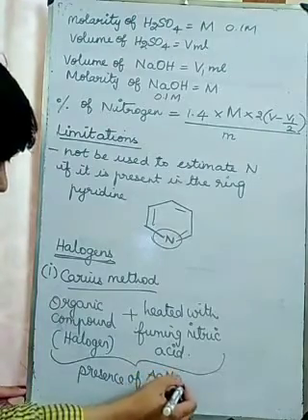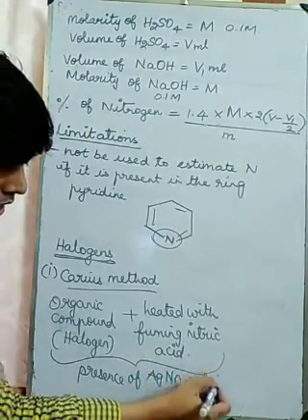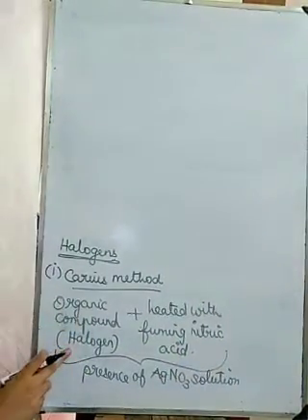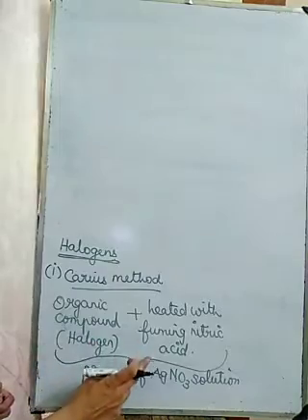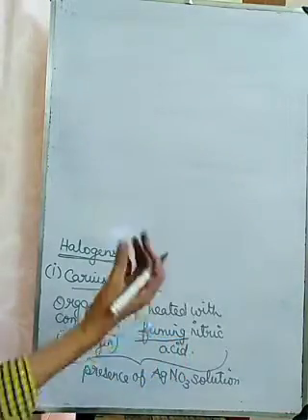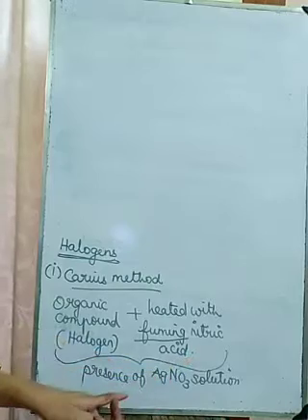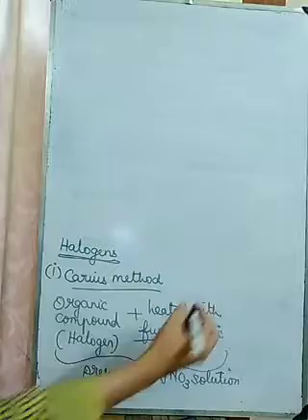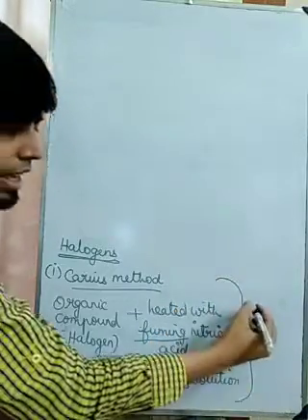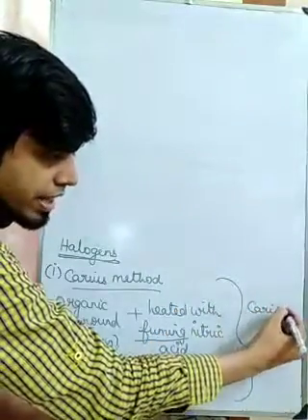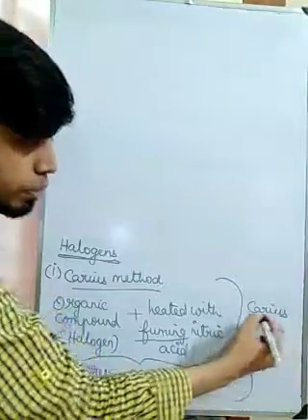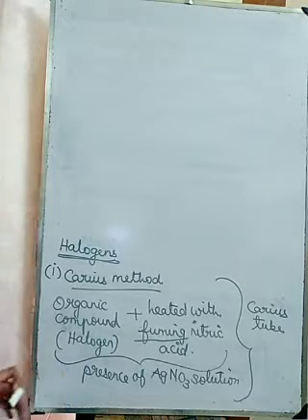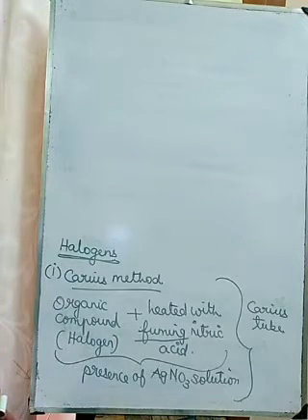So the organic compound which contains halogen is treated with fuming nitric acid. Fuming means smoke will be coming. And it is done in the presence of silver nitrate solution, and the whole thing is taken in one hard tube called as Carius tube. The whole thing is taken in a hard tube called as what? Carius tube.